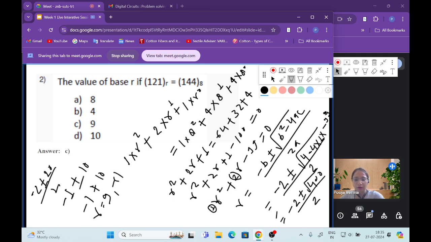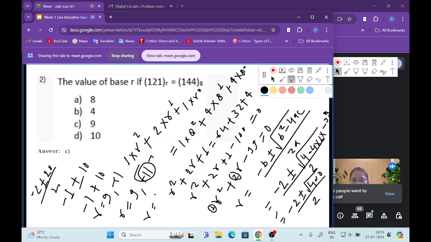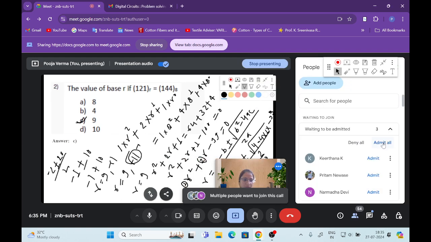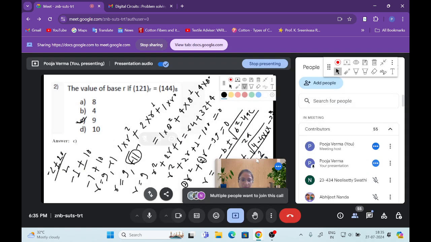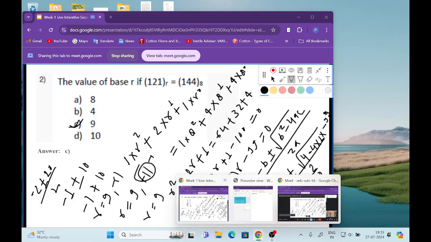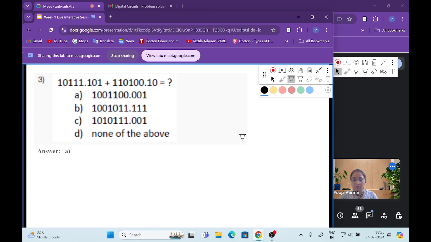So here two values of r we have got. First one is 9, another one is minus 11. So here it is a negative number, so we need to discard it. So r is equal to 9. Okay, so the correct option is C. I hope all of you have understood this question. So moving to the next question.